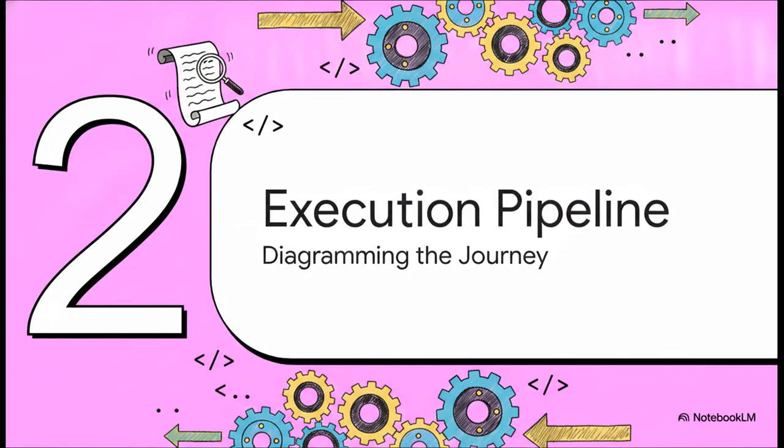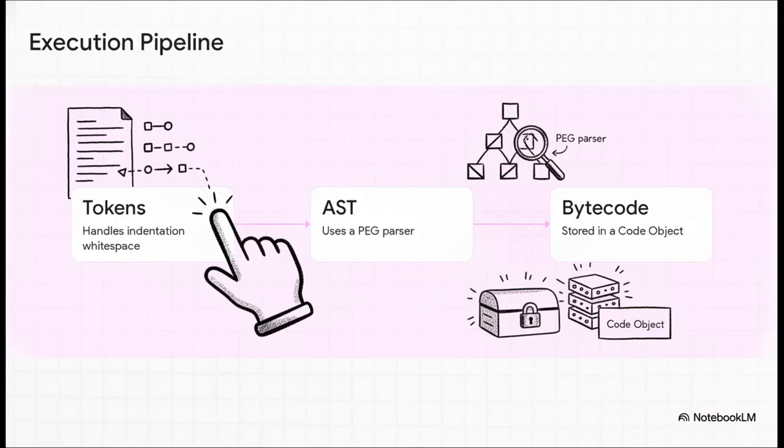Moving on to Section 2, the execution pipeline diagram. Let's see how this all builds into that easy-to-remember visual. Okay, I want you to picture a factory assembly line in your head. This is our mental diagram, and it has 3 distinct steps. Step 1, your source text is broken down into tokens. And because Python cares so much about indentation instead of curly braces, the tokenizer specifically tracks whitespace. Step 2, those tokens are fed into a PEG parser to build an abstract syntax tree, or AST, representing the logic. And finally, step 3, the compiler walks that tree and turns it into bytecode.